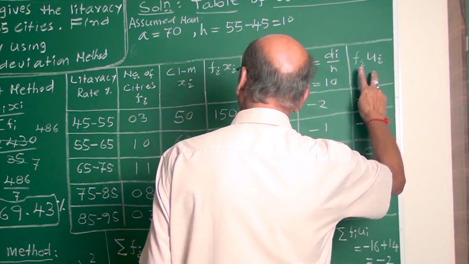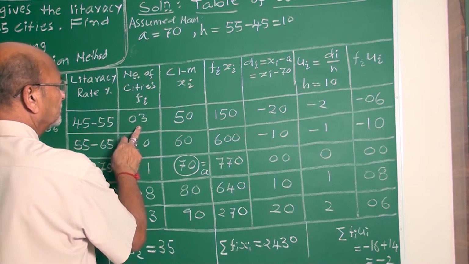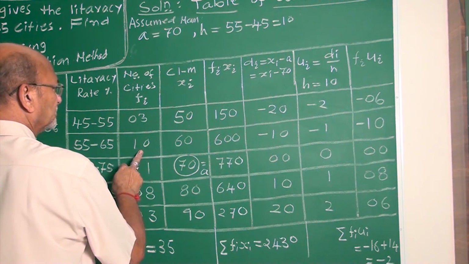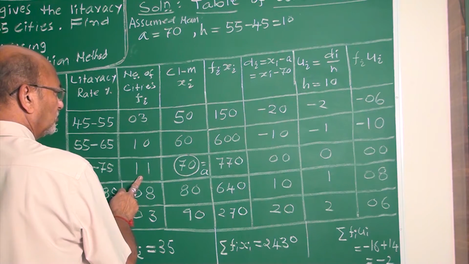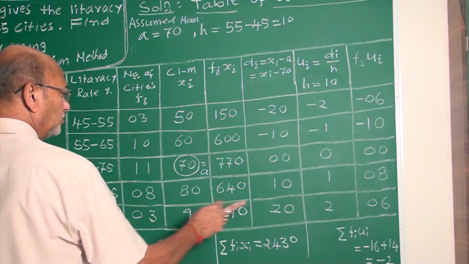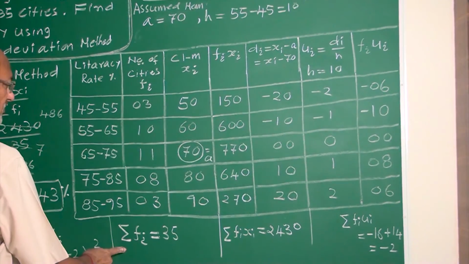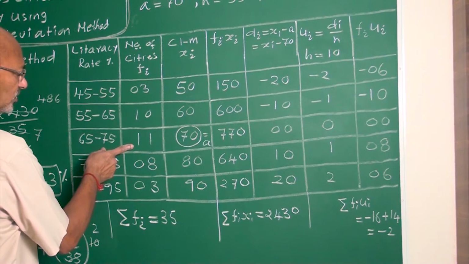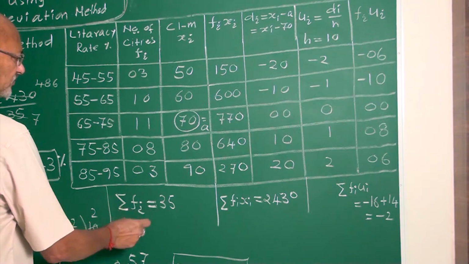The last column you want is fi ui. fi is this, ui is this. 3 into minus 2 is minus 6. 10 into minus 1 is minus 10. 11 into 0 is 0. 8 into 1 is 8. 3 into 2 is 6. Then you have to go for sigma fi. If you add them, 3, 13, 24, 32, 35.